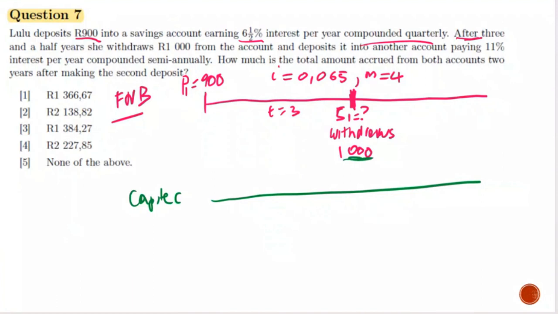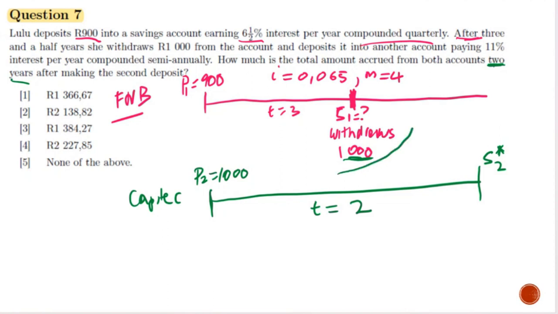She takes this 1,000, so I'm going to say she's got a present value of 1,000. She's opening a new account, and this account is going to have its own accumulated amount. It's a different account, so I'm going to put a star because these are different accounts. This one is going to run for 2 years. The Capitec account is for 2 years, after making the second deposit. So your T here is going to be 2 years because it is running from this period, parallel to the first one. So Capitec is running during this period for 2 years.